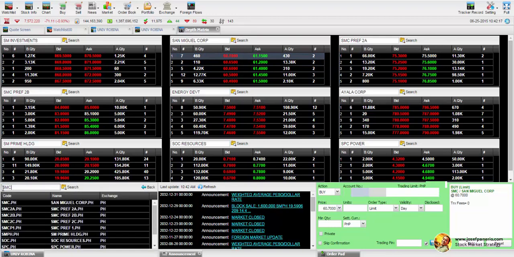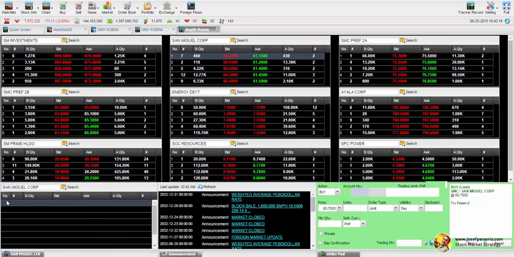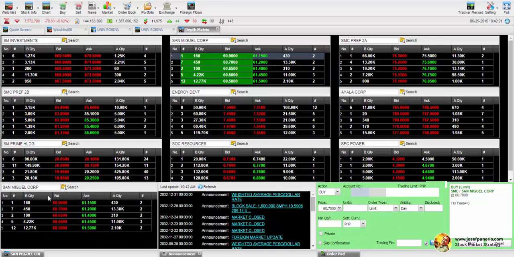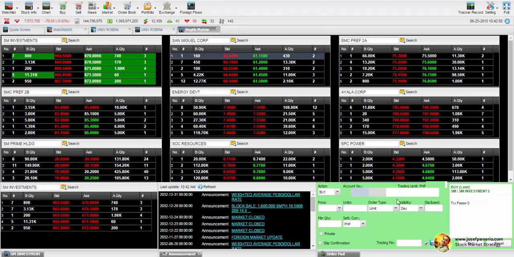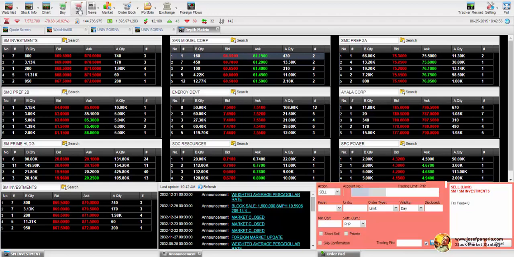And if you want to check for the buyers and sellers, just click there, SMC. Then you can also monitor it, then wait for a specific price that you want to buy or sell. And you also have this button here, the buy and the sell. So if you click that one, this will be updated. And if you click this one, there you go, it updates as well.